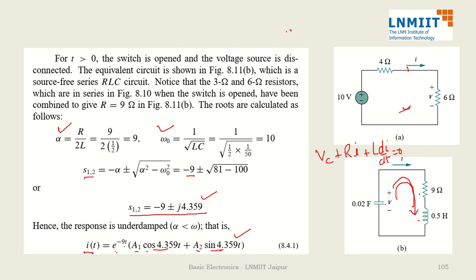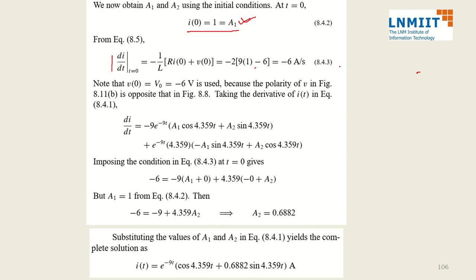That means what is di by dt? That is minus of Vc plus Ri divided by L. So minus of Ri plus Vc divided by L. I know the value of R, I know the value of initial current, I know the value of initial voltage across the capacitor, and divided by L. This is di by dt at 0 plus.